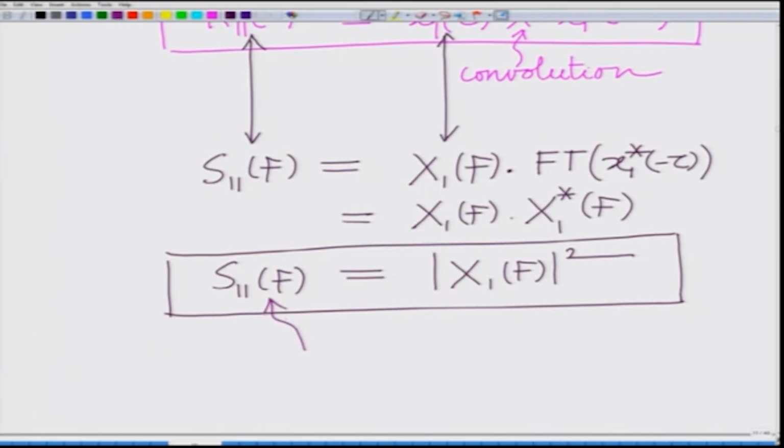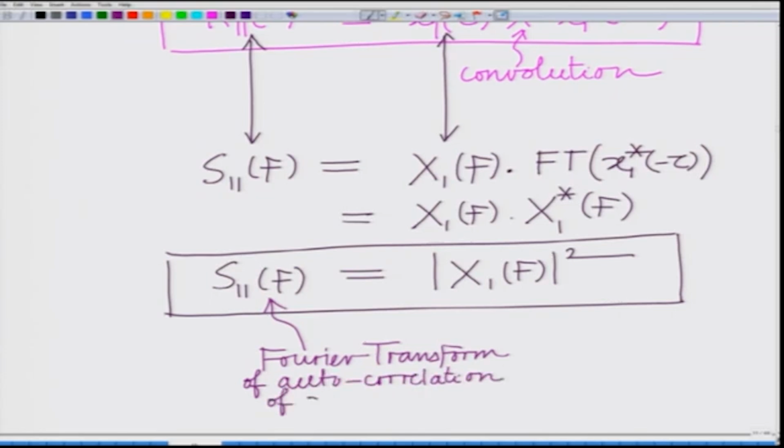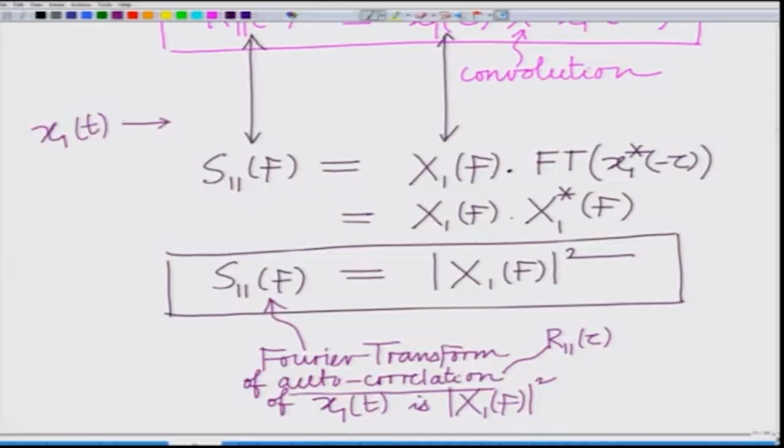This is a very interesting property. The Fourier transform of the autocorrelation of x1(t) is magnitude x1(f) squared, that is, this autocorrelation R11(tau) has Fourier transform magnitude x1(f) squared, where x1(f) is the Fourier transform of x1(t). So, x1(t) has Fourier transform x1(f). Okay. This is important to keep in mind.